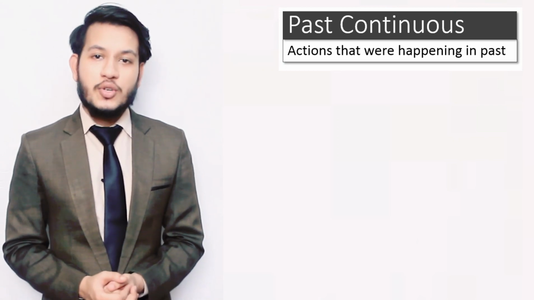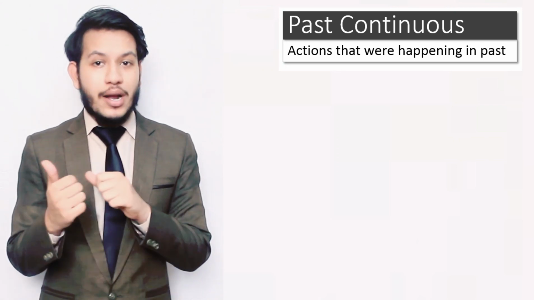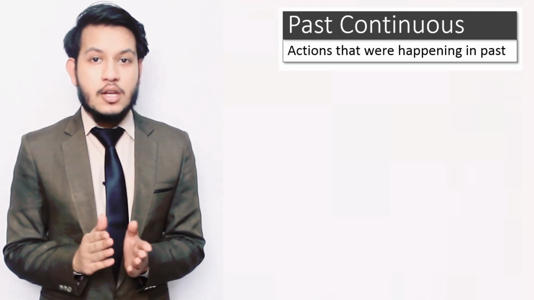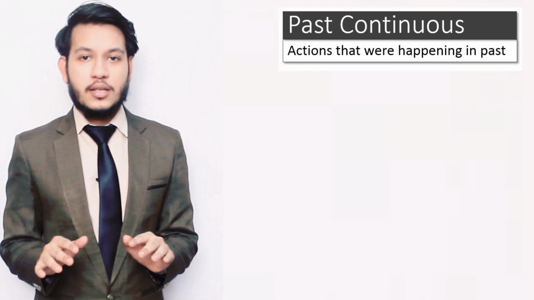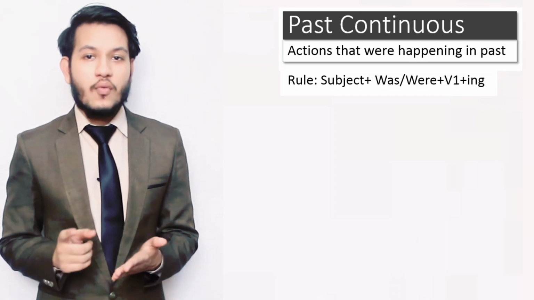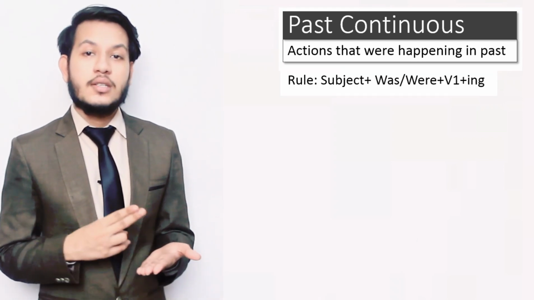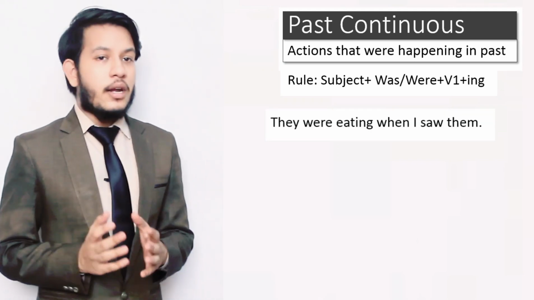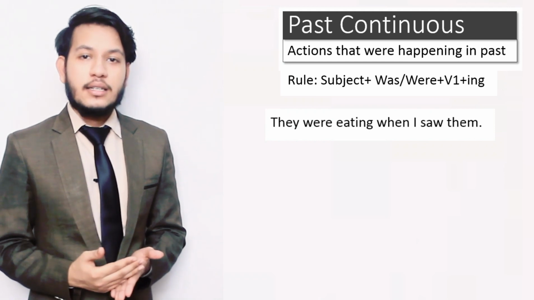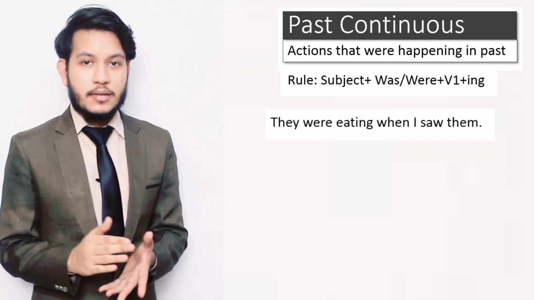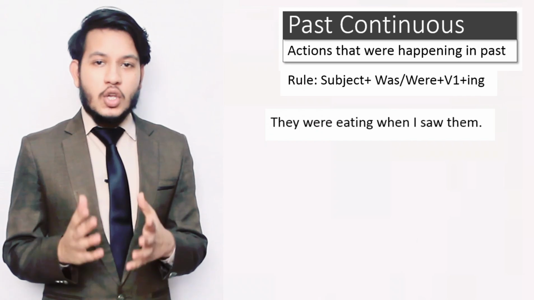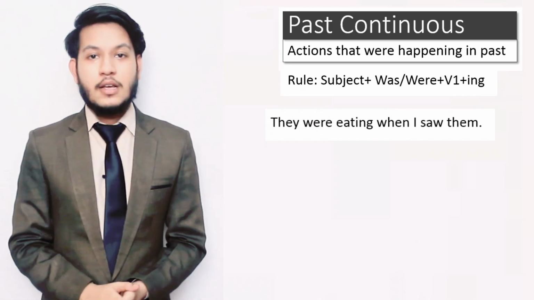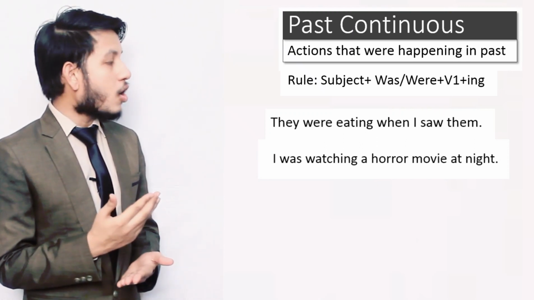We use past continuous tense for the actions that were happening in past. यानी हम past continuous उन actions के लिए use करते हैं जो past में continue कर रहे थे. We make past continuous tense with a subject plus was or were plus V1 plus ing. Here is an example. They were eating when I saw them. It is a sentence. It simply means when I saw them, something was going on, something was continuing. They were eating.